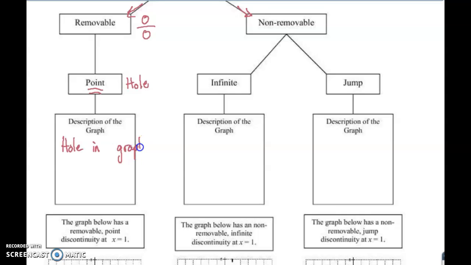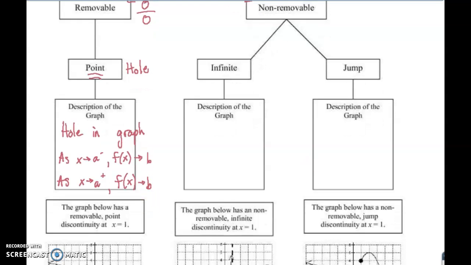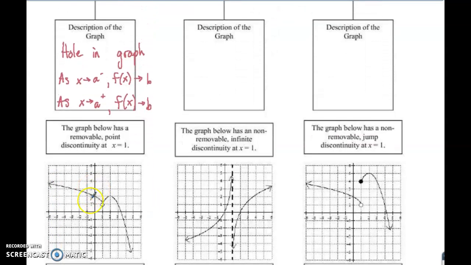Might even be worth mentioning that the way that we phrased it before is: as x approaches some a value on the left side, the function approaches some b value, and as x approaches a on the right side, the function approaches the same b value. You may remember that from a previous unit. So here's a little picture of a removable discontinuity. The left side and the right side approach the same value.